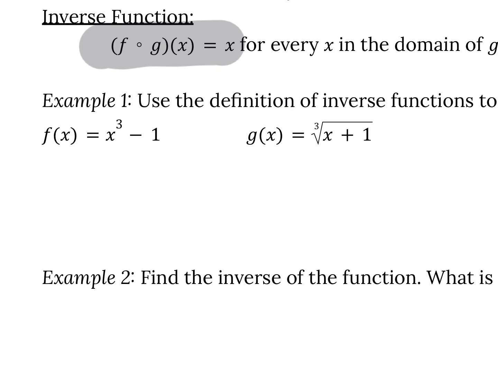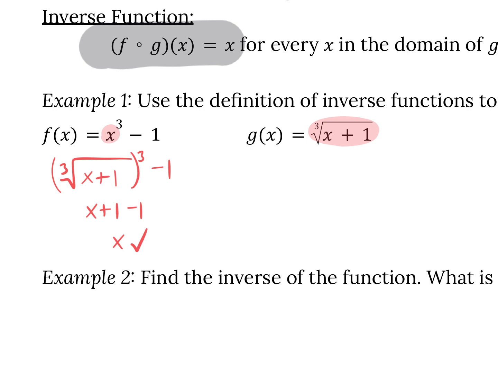I've got these two functions here. We're going to find out if these are inverses. So I'm going to take this g of x and plug it in for x and see if it simplifies to give me just x. So I've got the cube root of x plus 1, all to the third power, minus 1. Well, the cube root and the third power cancel out. So I've got x plus 1 minus 1, which gives us x. So that is good, right?